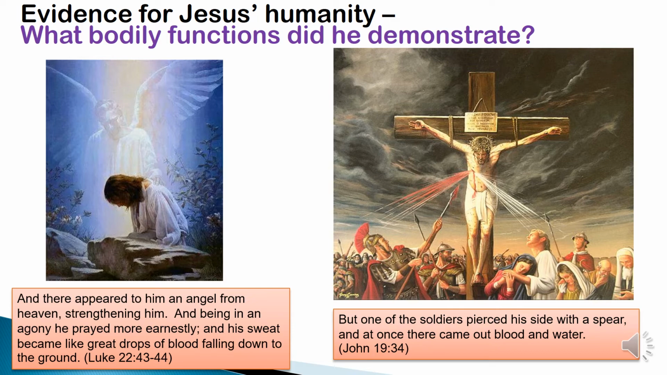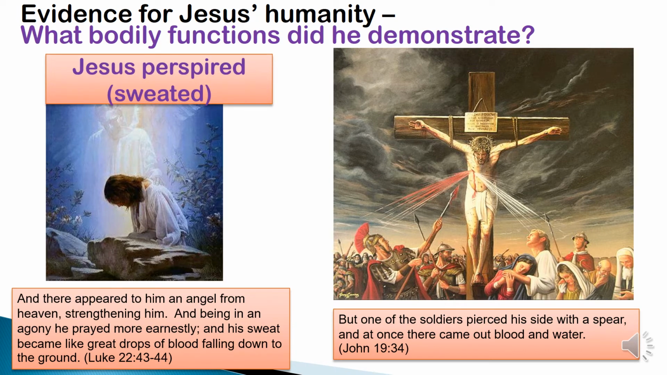The next two on your sheet: "And there appeared to him an angel from heaven, strengthening him. And being in agony, he prayed more earnestly, and his sweat became like great drops of blood falling down to the ground." So again, this shows you that he perspired, that he sweated, and that he needed strength. There were points in his life where Jesus felt sad and felt down and didn't know what to do, and the angels were there to give him strength and guidance, and he was praying for that strength and guidance. So not only did he show the human need to sweat, he felt a bit down and a bit low, and he needed that reassurance.